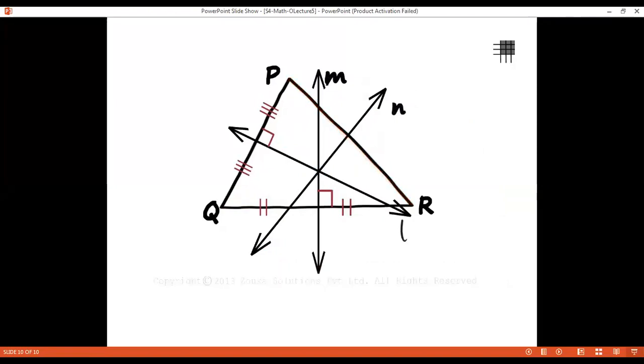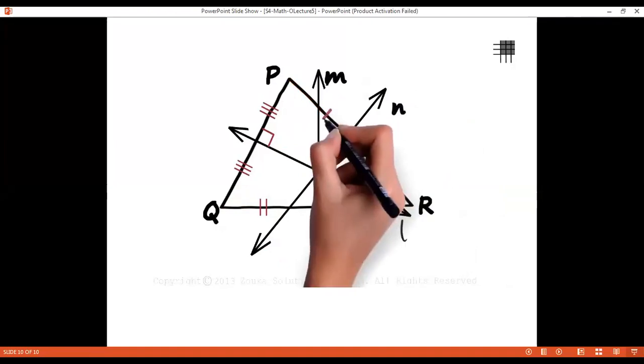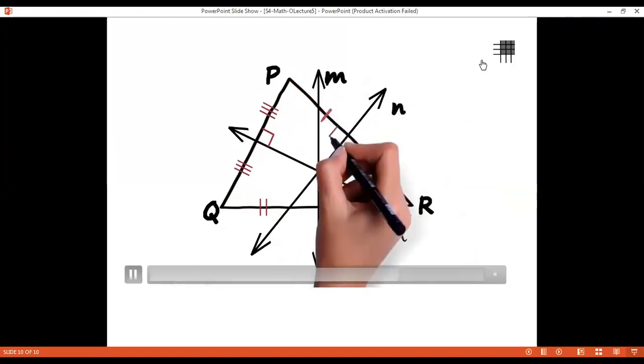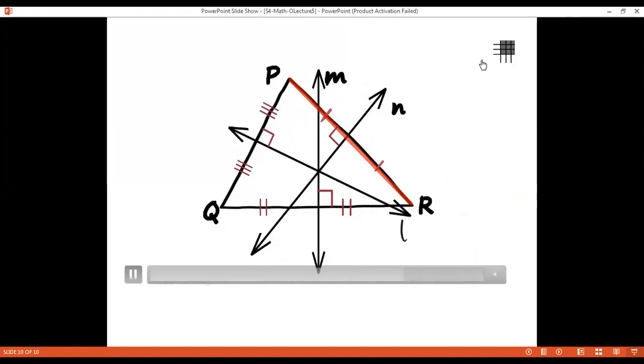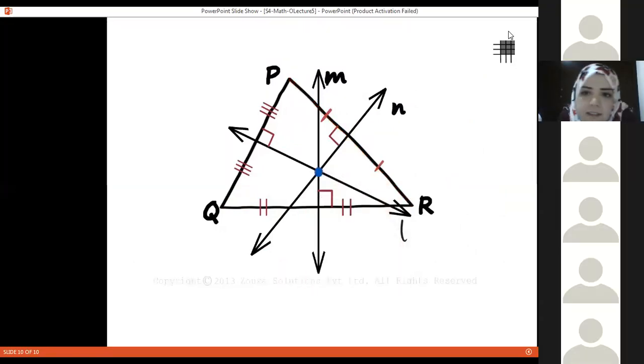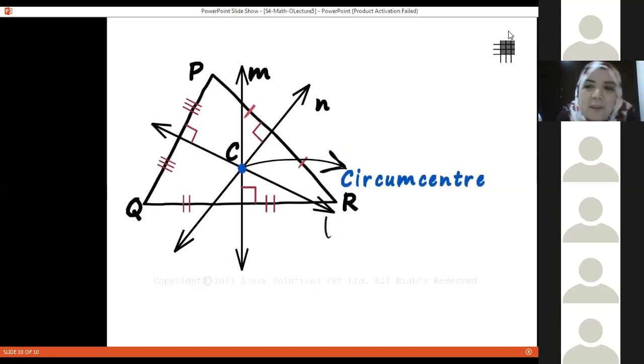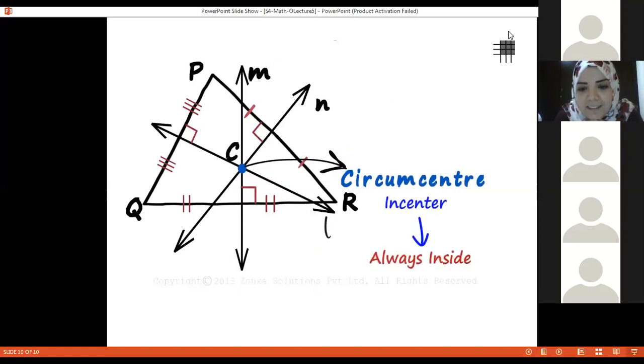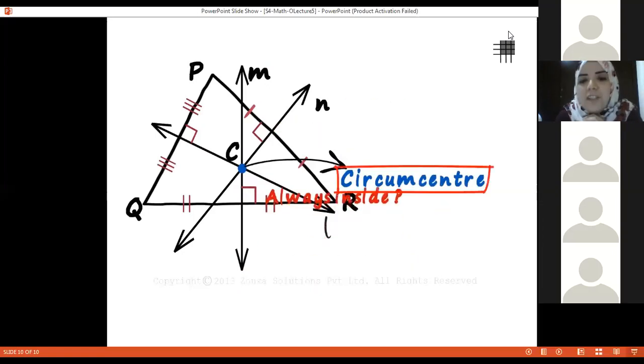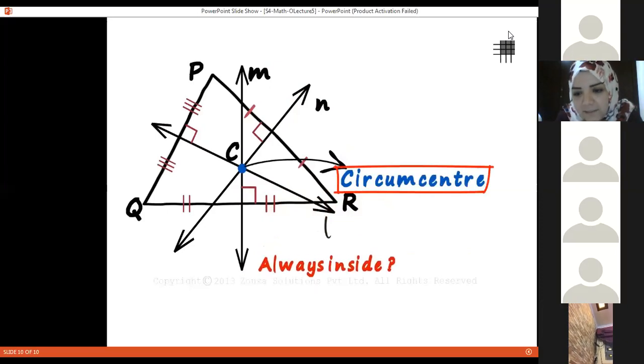What's the point of intersection of it? What do we call the point of intersection of the three perpendicular bisectors? Incenter. The incenter is for the angle bisectors. I need it for the perpendicular bisectors. C. Circumcenter, okay?